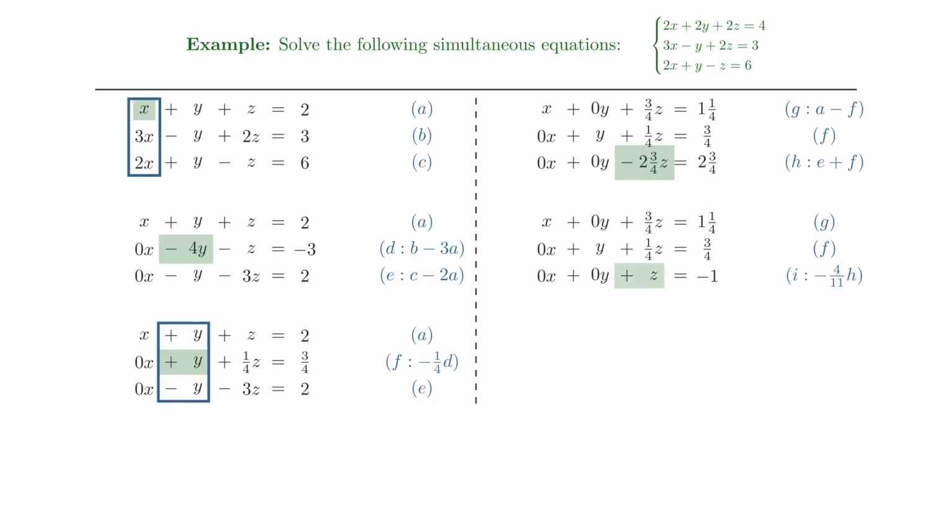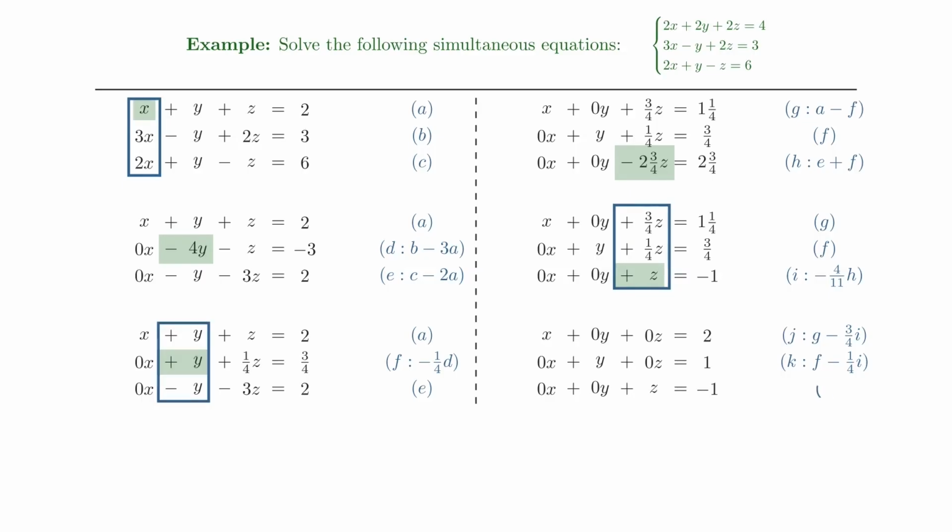Now I'm going to use I to eliminate the z's from equations G and F. So doing G minus 3/4 I, this gives me x is equal to 2. So for equation F, I'm subtracting a quarter of equation I, and this gives me y is equal to 1. And then leaving equation I as it is, I have z is equal to minus 1. So this has now given me the values for x, y, and z.